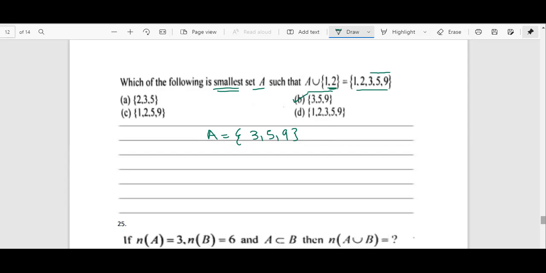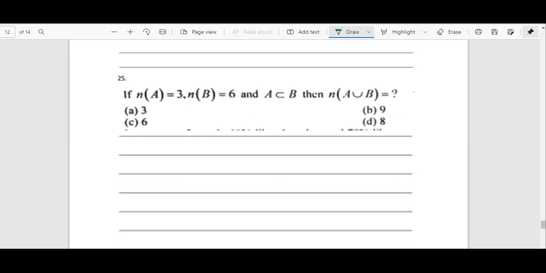Okay, now we have the 25th question, which says if the elements in A are 3, if the elements in B are 6, and A is a subset of B, right? Then the number of elements in A union B, okay. In A union B, we have the elements of A plus the elements of B minus the common elements, right? Now, obviously, the common elements here would be the set A, that is 3. So, we are going to have 6. So, C is the answer.